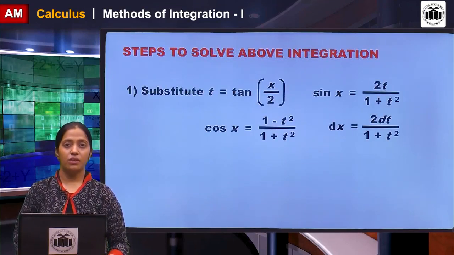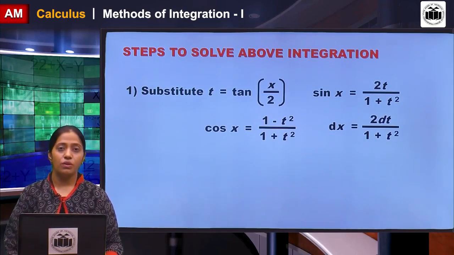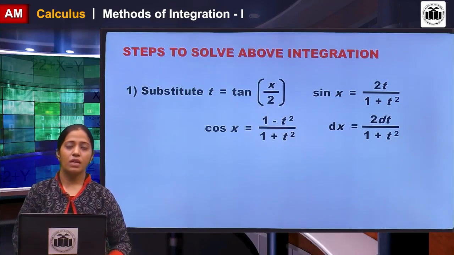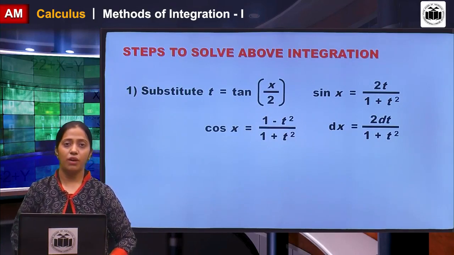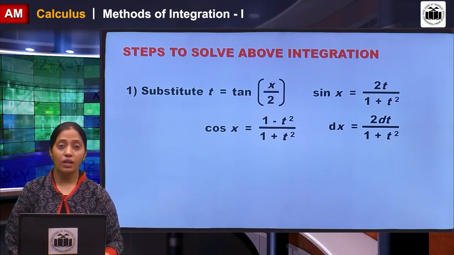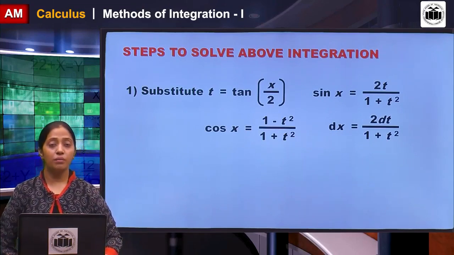Substitute t is equal to tan x by 2. Look, these are the fixed values for this type of integration. You have to take these fixed values for that type. t is equal to tan x by 2, sin x is equal to 2t by 1 plus t square, cos x value will be 1 minus t square upon 1 plus t square. Even the value of dx is also given. dx is equal to 2 dt upon 1 plus t square.